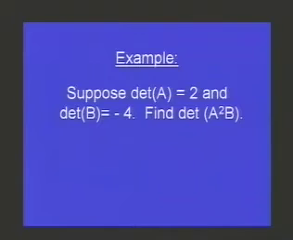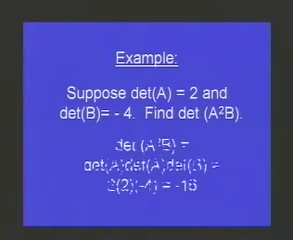Okay, according to the theorem, the determinant of A squared B should be equal to the determinant of A times the determinant of A times the determinant of B. Well, the determinant of A was given to be 2. The determinant of B was given to be -4. Now, I have no idea what A and B even look like, but it doesn't matter because I was just asked for the determinant. So the determinant of A squared B is -16. Didn't have to know a thing about the matrices other than what their determinants were equal to.